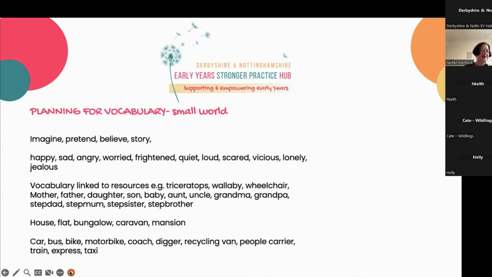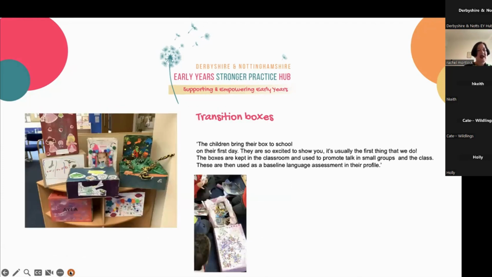And we're going to go through and look at some pictures of different schools and settings now in terms of what they have. So I've got some examples now of how different schools and settings develop vocabulary.